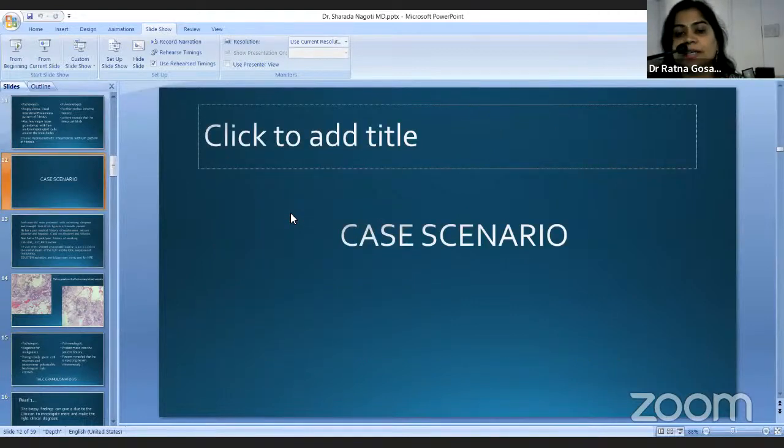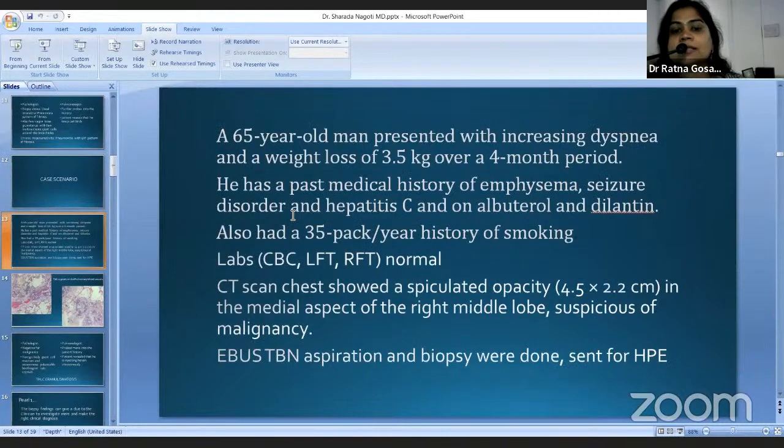So, going to the next case scenario. This is a 65-year-old man presenting with increased dyspnea and weight loss of 3.5 kilos over a 4-month period. He has a past medical history of emphysema, seizure disorder, and hepatitis C, and the patient is on albuterol and Dilantin. He also had a 35-pack-year history of smoking. His labs were normal. The CT scan showed a spiculated opacity of size 4.5 by 2.5 centimeters in the medial aspect of the right middle lobe, and the radiologist has given a suspicion of malignancy in this.